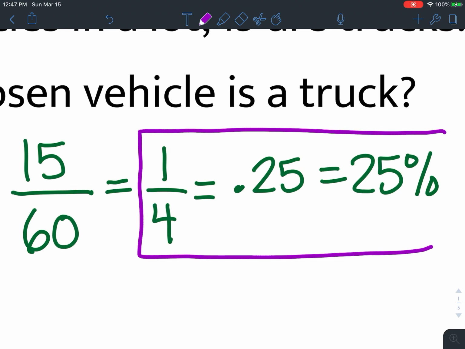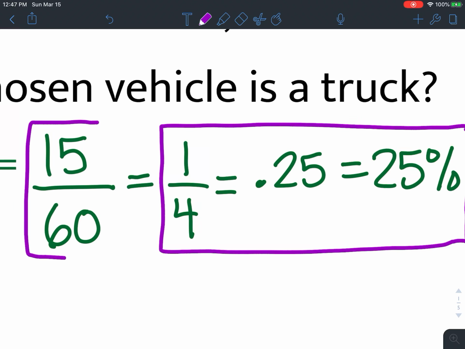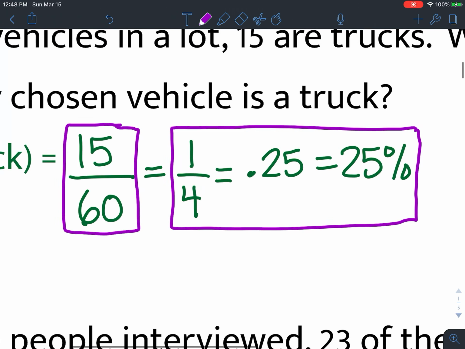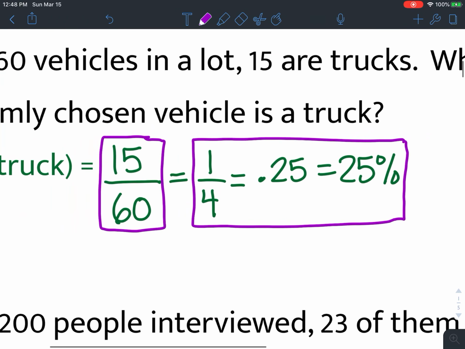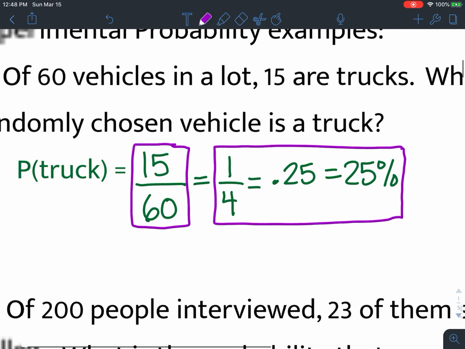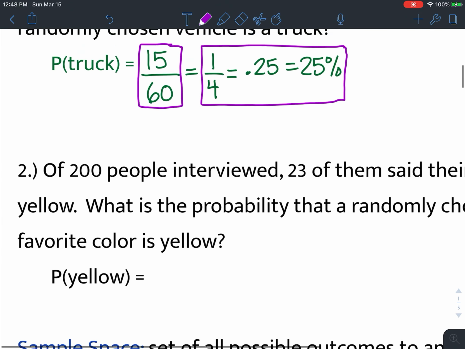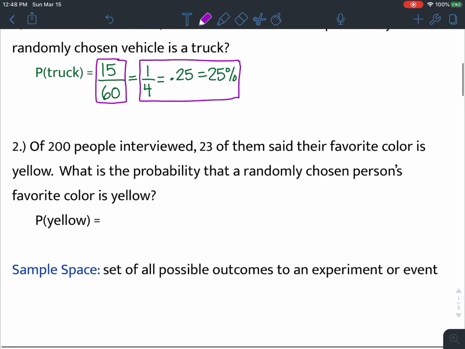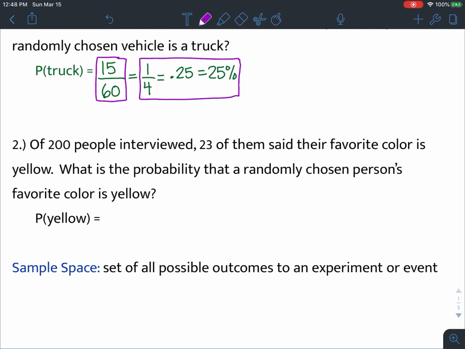Any of these are acceptable ways to represent probability. Even this is okay too, but if you're asked to present a simplified fraction, then you would not include 15 over 60. But probability is written as a fraction, as a decimal, or as a percent, and really any of them are acceptable. Let's try another example of experimental probability.